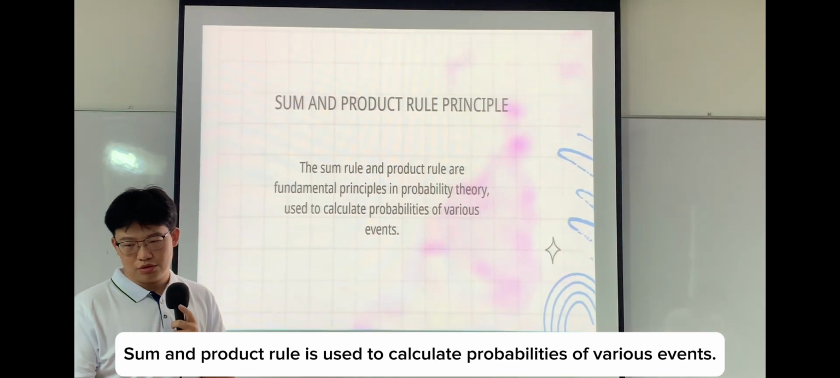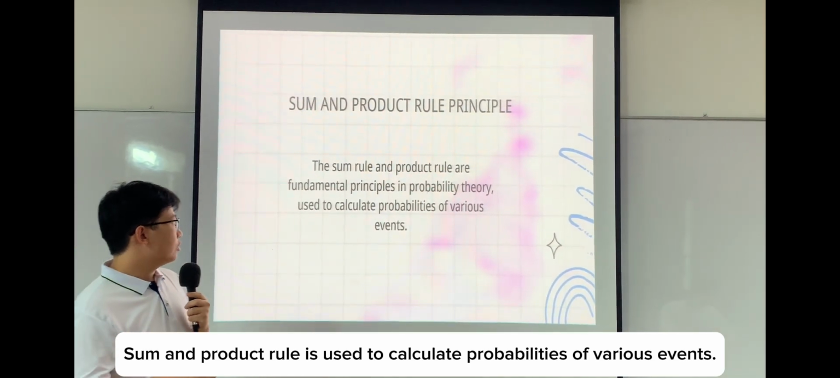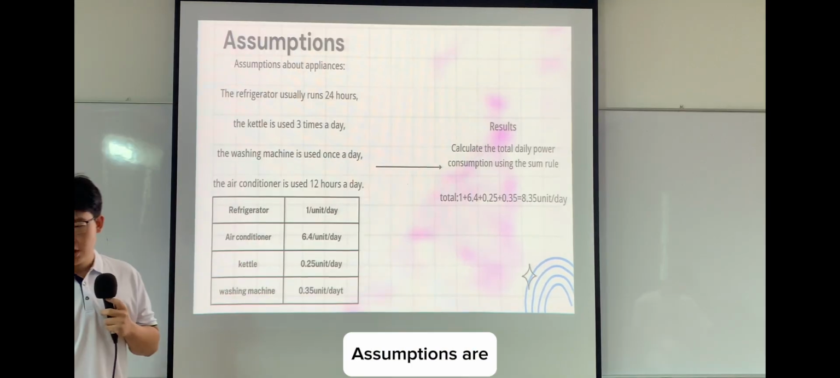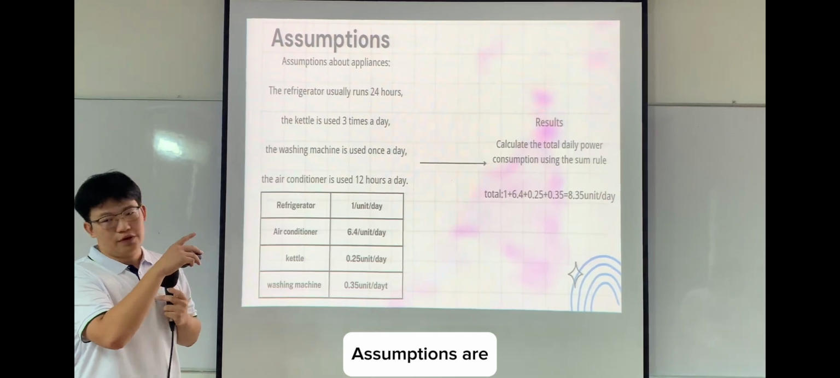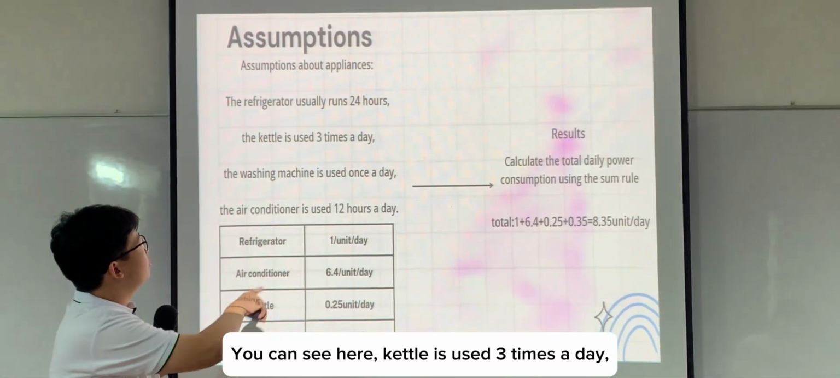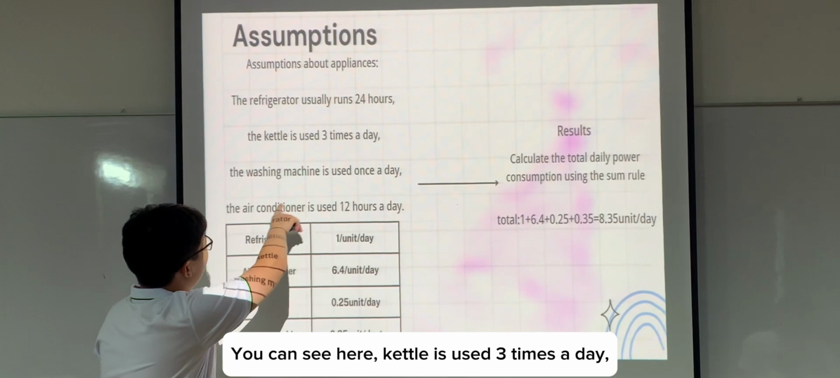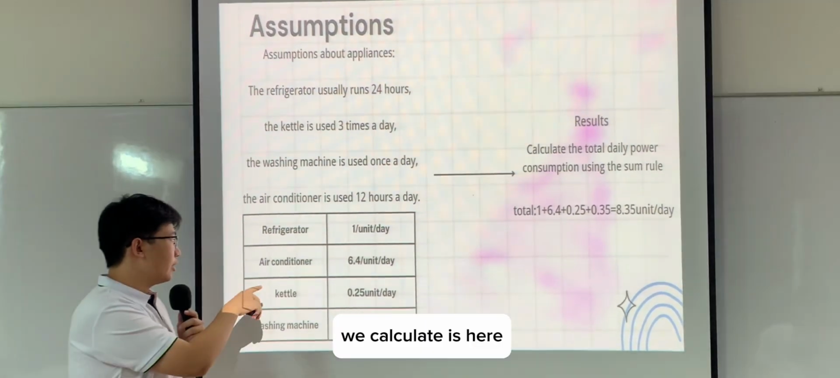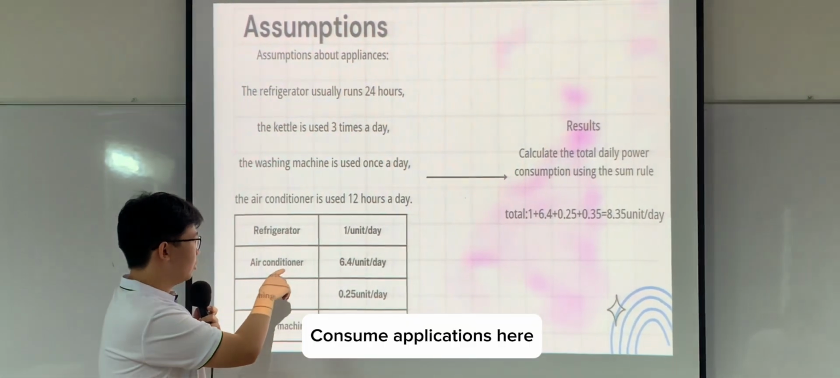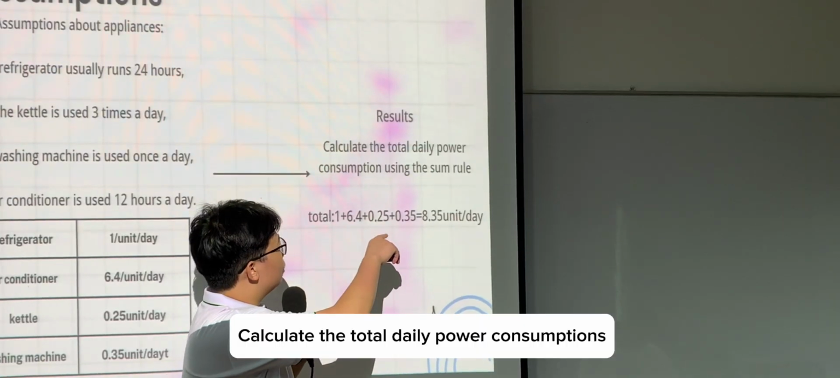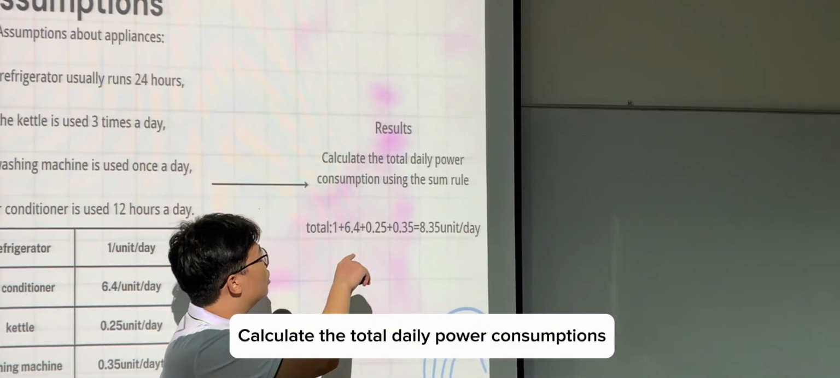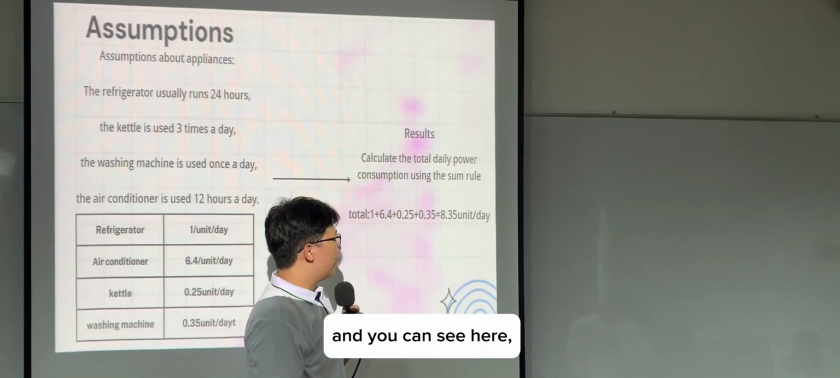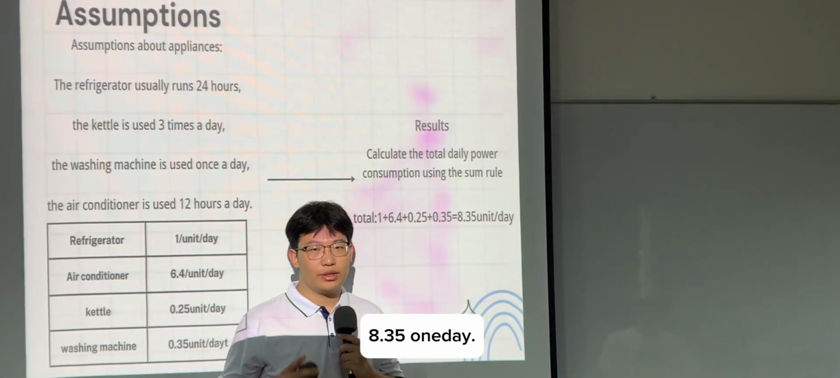And I will talk about the sum and product rule. The sum and product rule is used to calculate the probabilities of various events. Assume, for instance, that the kettle is used 3 times a day, the washing machine is used once a day, and so on. And we can calculate the power consumed and the total daily power consumed. And you can see here is 8 times 35 per day.